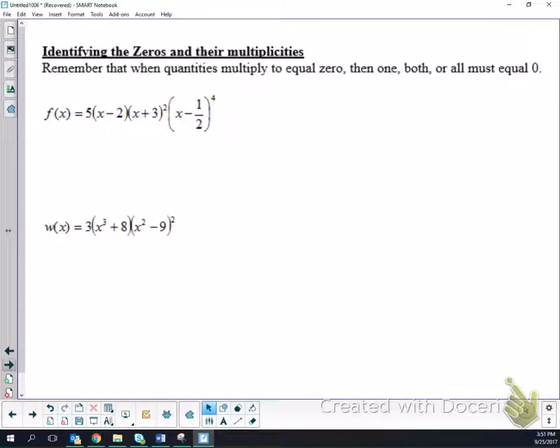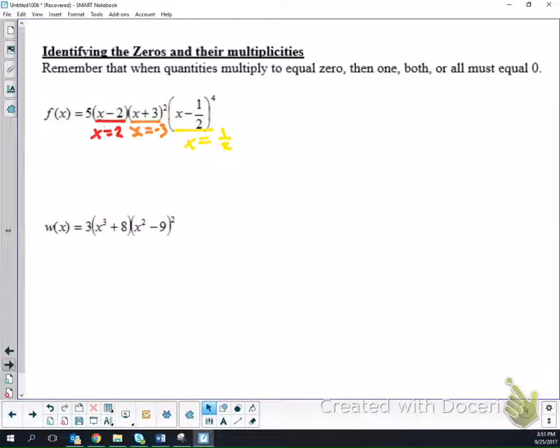Now here what we're going to do is identify where the zeros are in each of these functions. So let's start out with just that x minus 2. Well, that means that if x were positive 2, that would be a 0. With x plus 3, that means that x would equal -3. And then finally, we got x minus a half. So if x equaled 1/2, then that would also be 0.